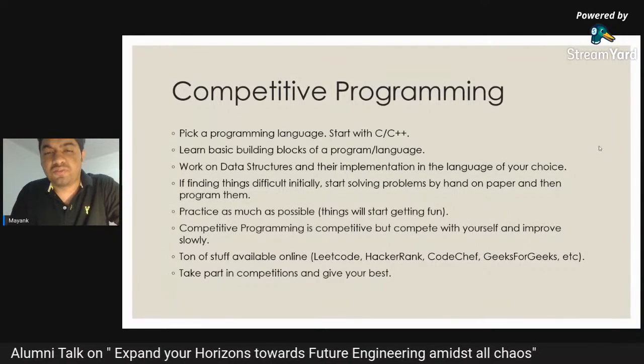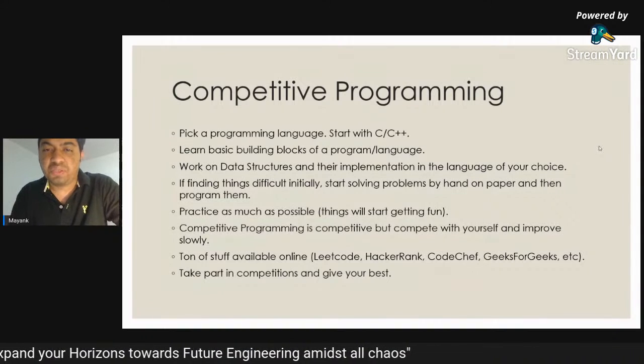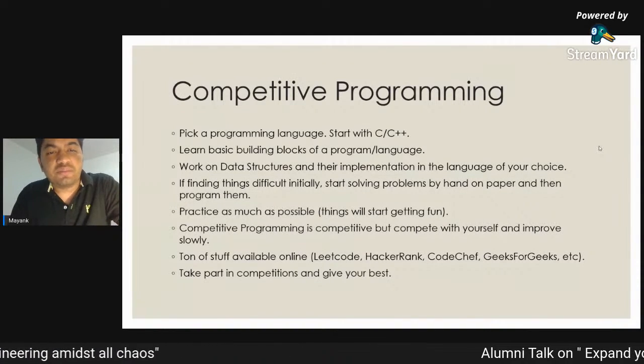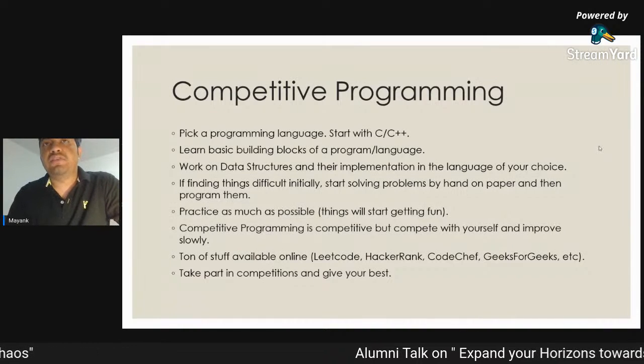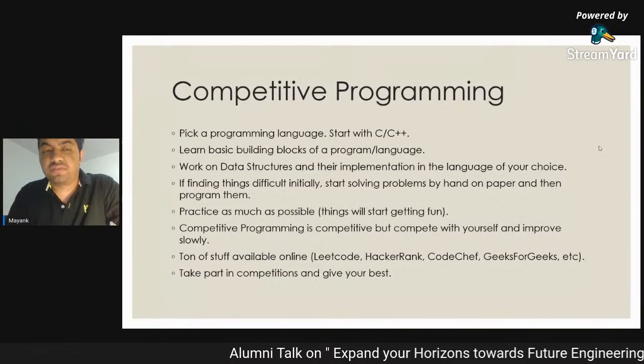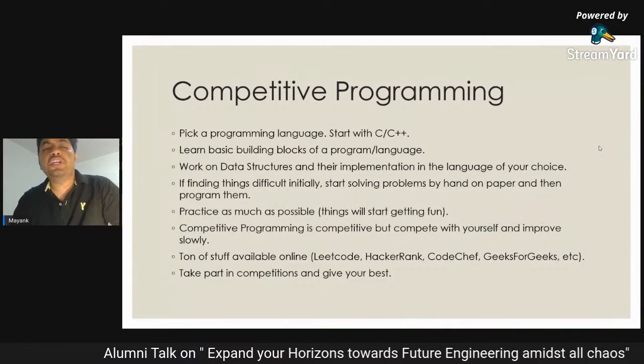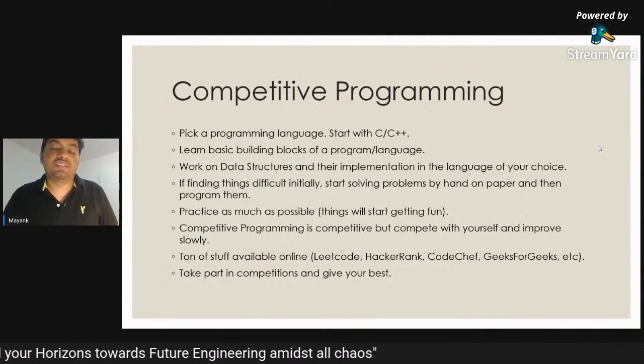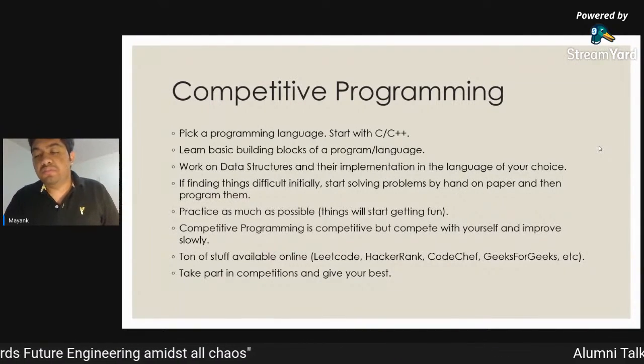It's fine, it works out for some days or for some people, but if you know multiple, it's really good for you. Learn basic building blocks of a program and a language. So let's say you're starting with C++. You need to understand the basic building block of a program which is written in C++.